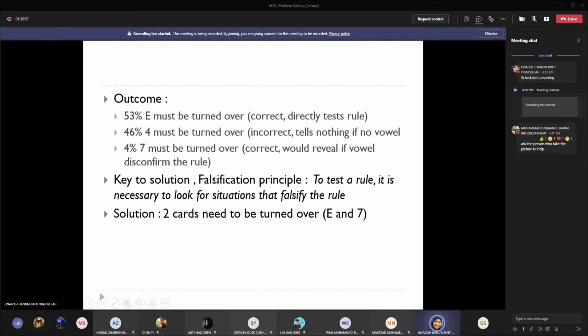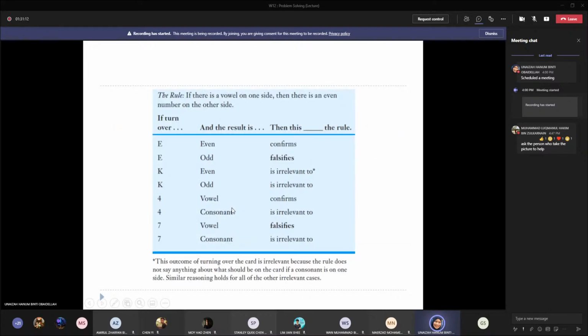You have 2 cards, and the key point to solve this problem is using this principle called falsification. You want to falsify the rule: if I turn this one, is it true or not that the rule applies? If I turn E and the result is even, then it confirms. If I turn E and the result is odd, then it falsifies. You do the same thing for all of these, and you identify that in order to falsify, you only need 2 of them, which is E and 7.